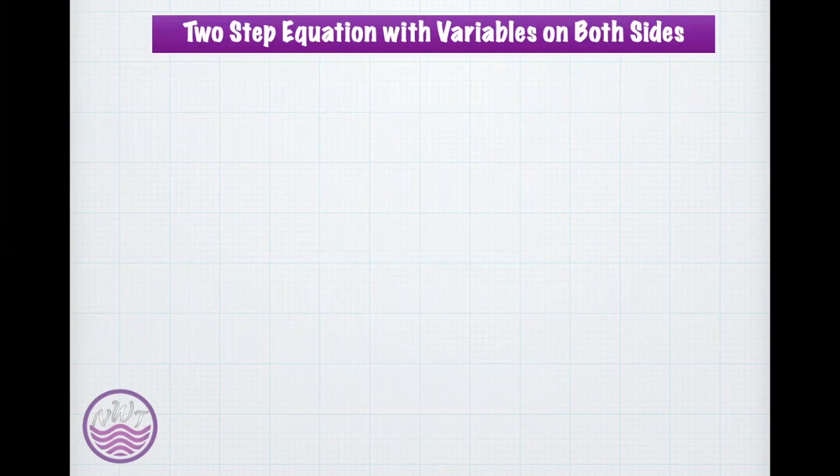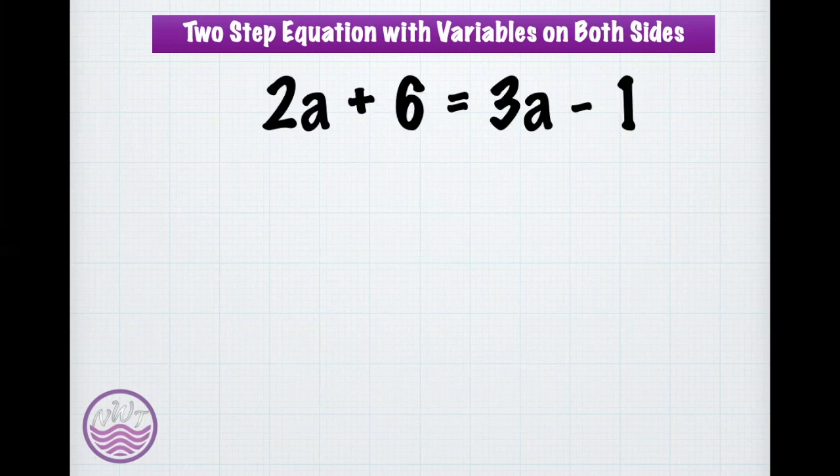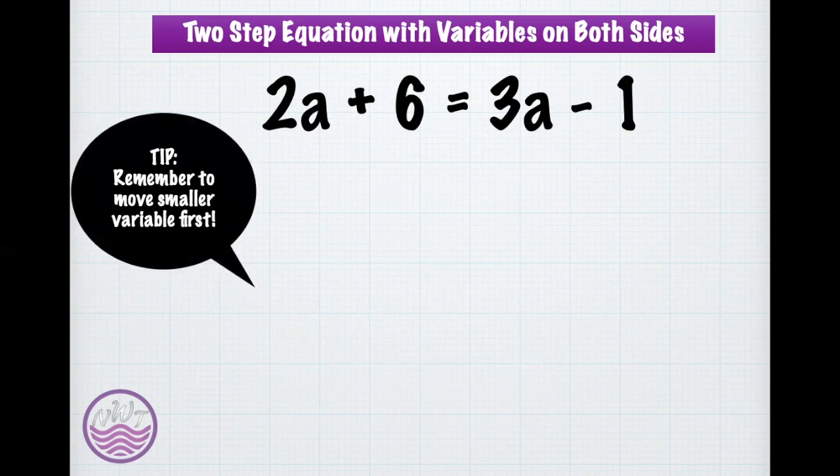Okay, so our goal today, again, is two-step equations with variables on both sides and how to solve them. So let's look at the first one. I have variables on both sides: 2a plus 6 equals 3a minus 1. If you're going to take one thing from this video, this tip is huge. Remember to move the smaller variable first. The reason is that it'll be easier in the long run by eliminating as many negatives as possible. You'll see what I mean by that a little bit later.